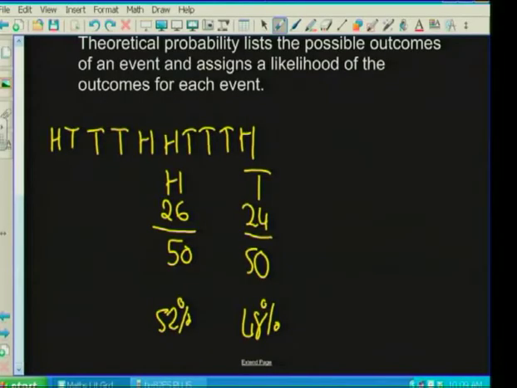I could go and throw that coin again and maybe do it another 50 times and keep measuring and see if my probability remains the same. The chances are that it probably will, or be quite similar. But let's have a look at this other word now, which is theoretical probability. Now, theoretical probability lists the possible outcomes of any event and assigns a likelihood of the outcomes for each event. So what we're saying is, again, let's use our coin because that's a nice simple example.